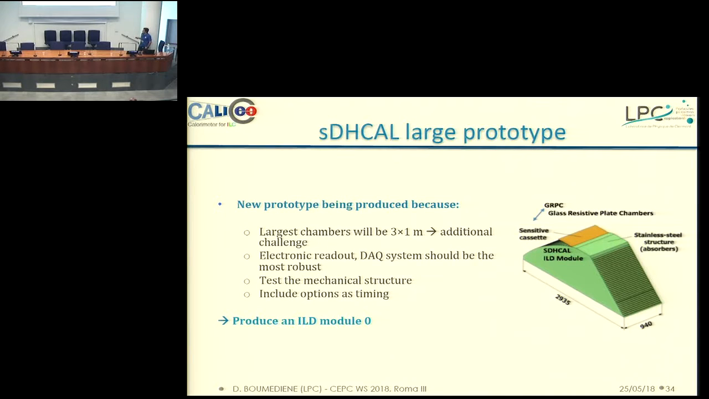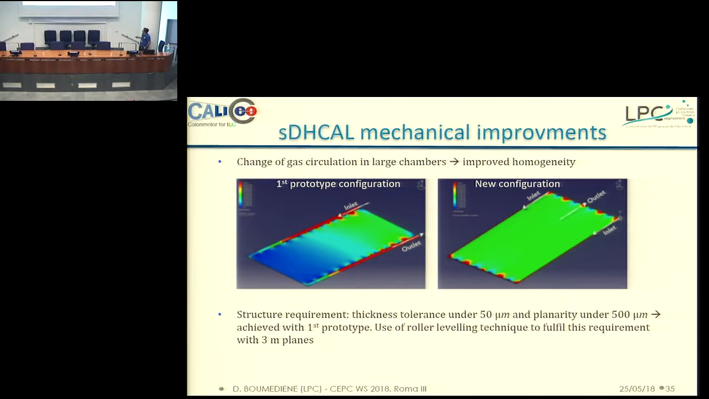For the SD HCAL, it is also needed to produce a technological prototype, but the problematic is different. Because the electronics was already embedded, the challenge is more related to the mechanics, because the largest chambers will be 3 meters times 1 meter. But this technological prototype will be used also to improve the electronics and to include the timing as an option. And the aim is really to have an ILD module 0 that is now under construction.